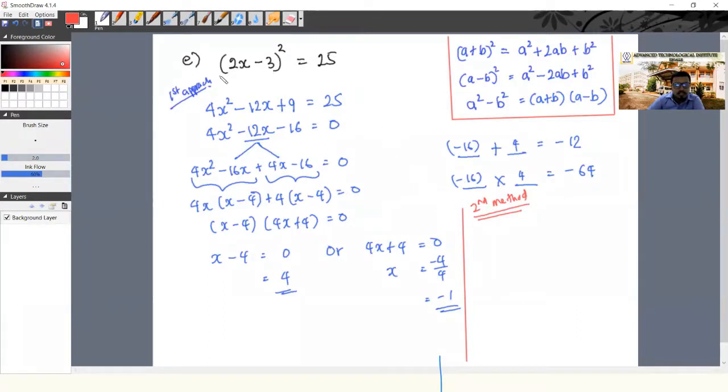See, this is the square value. Is there any way for us to get rid of this square value? How can we remove this square value?